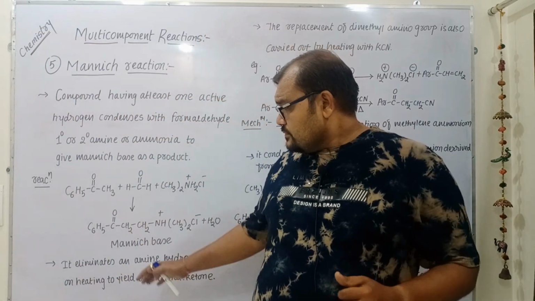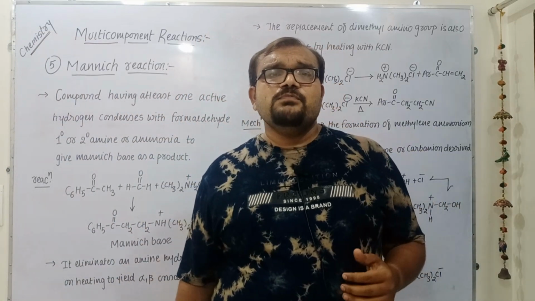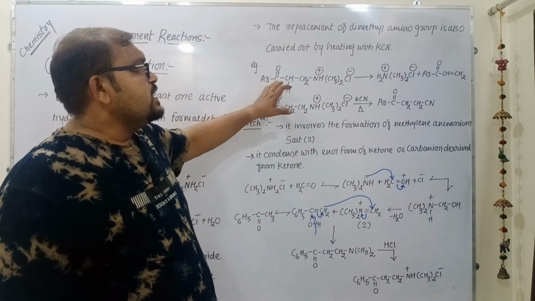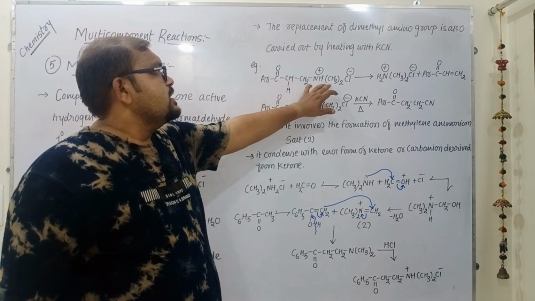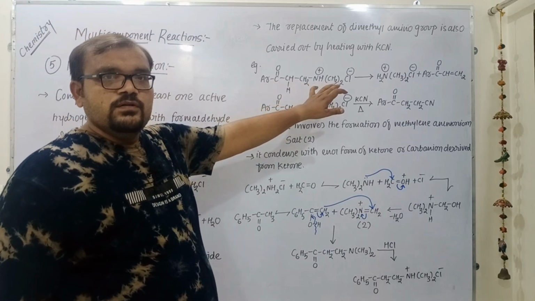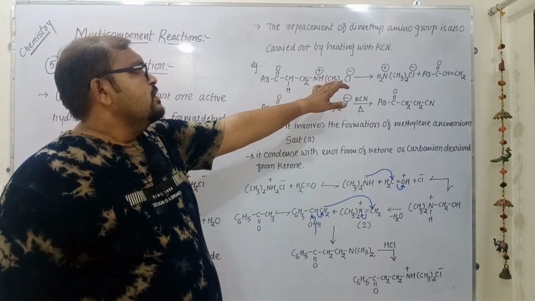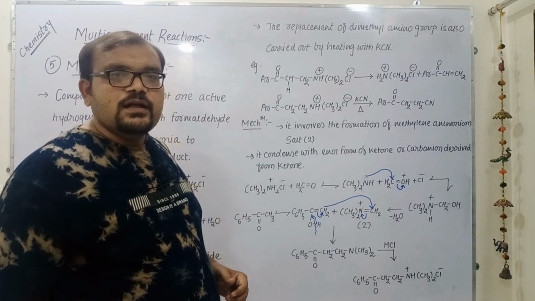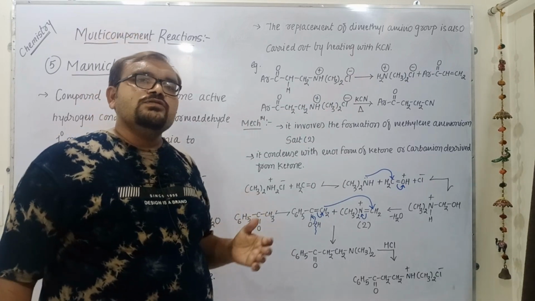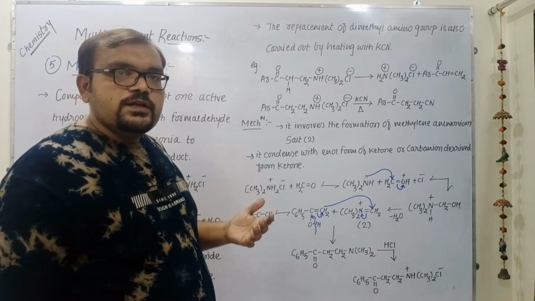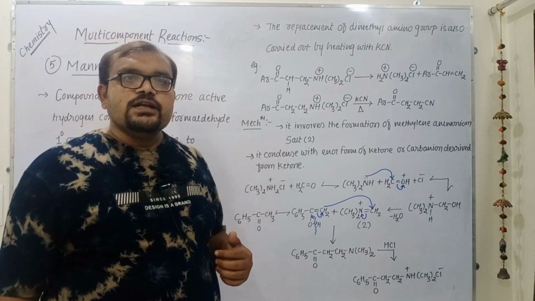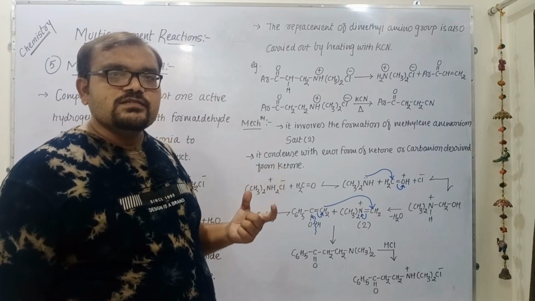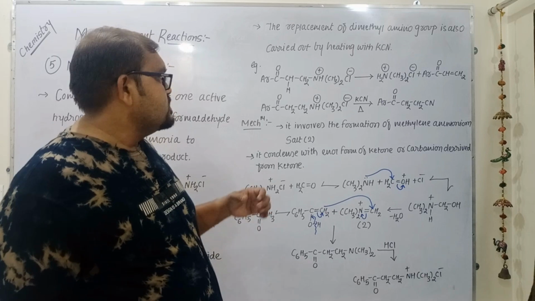Now when this Mannich base, here we can see the Mannich base, we can eliminate this dimethyl ammonium chloride group by heating it. So we will get an alpha beta unsaturated carbonyl as a product. And also if we want to replace this dimethyl ammonium chloride group, then it can be easily replaced by heating such a Mannich base with potassium cyanide.